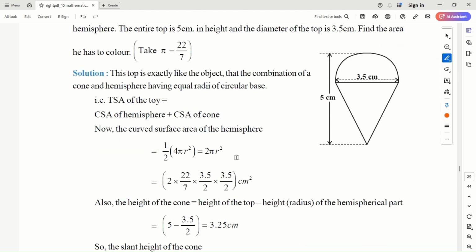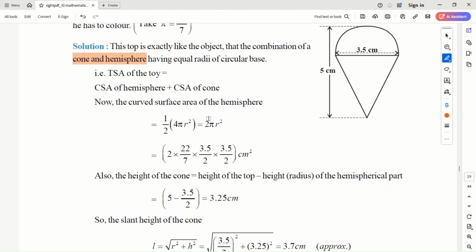So this is simple. This top is exactly like an object that is a combination of a cone and a hemisphere. Correct? So the total surface area of the toy is the CSA of the hemisphere and the CSA of the cone. The CSA of the hemisphere is half that of a sphere, correct? So that is nothing but 2 pi r square.